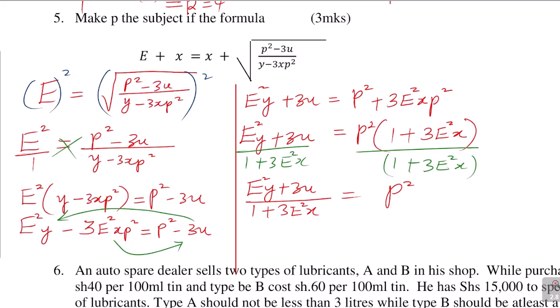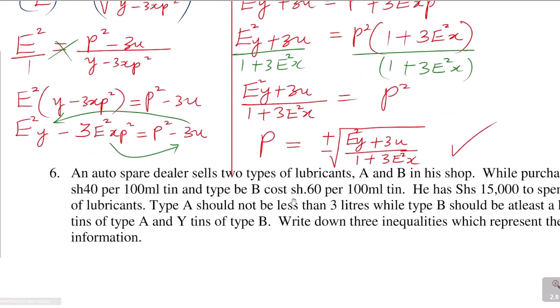Now from there, to get p, take the roots of both sides, the square root of both sides, so that now you can have p as, when you get the square root, positive or negative of, so this will give e squared y plus 3u, everything divided by 1 plus 3e squared x. So we've made p the subject of the formula. We go to the next question, question 6.